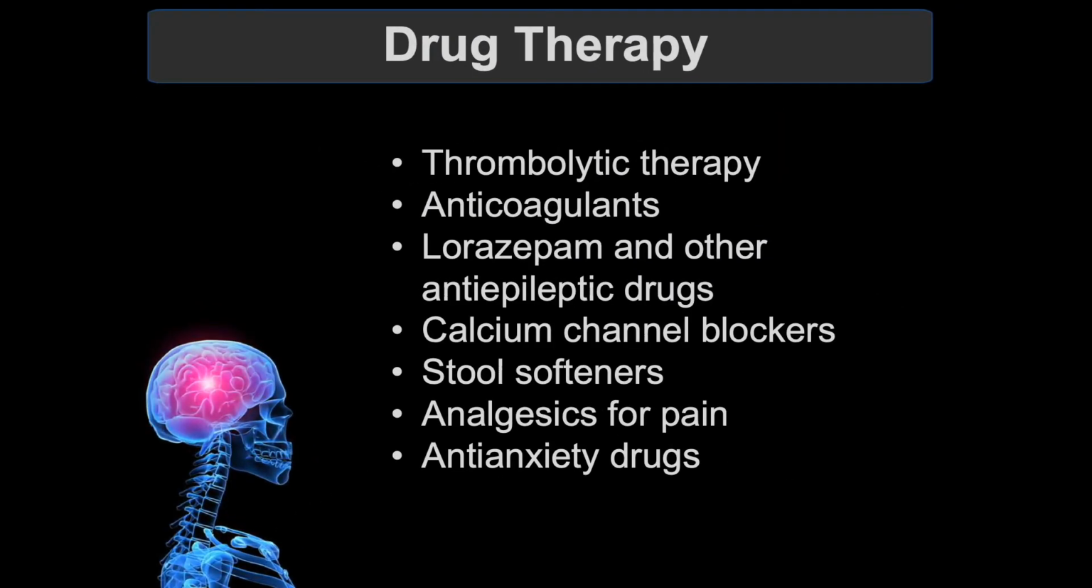Medication therapy for the patient suffering from stroke may include the pre-mentioned thrombolytic therapy, but may also include anticoagulants to prevent further clotting, lorazepam and anti-epileptic drugs to protect the brain and the brain cells, calcium channel blockers for vasospasm, stool softeners to prevent straining, analgesics for pain to reduce sympathetic nervous system response, and anti-anxiety drugs to perform the same job.